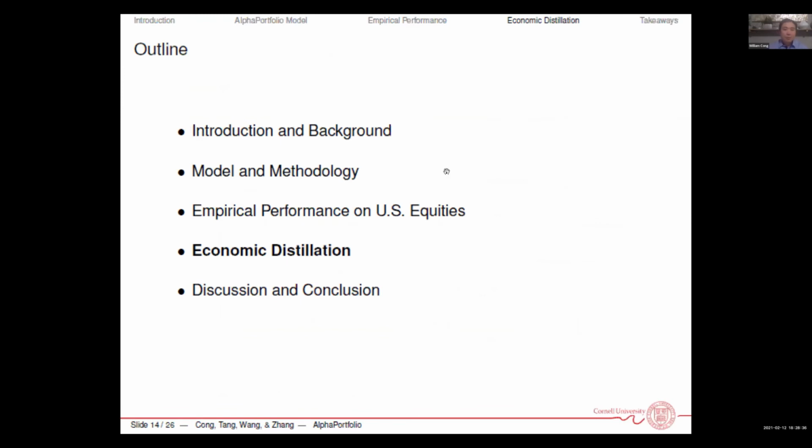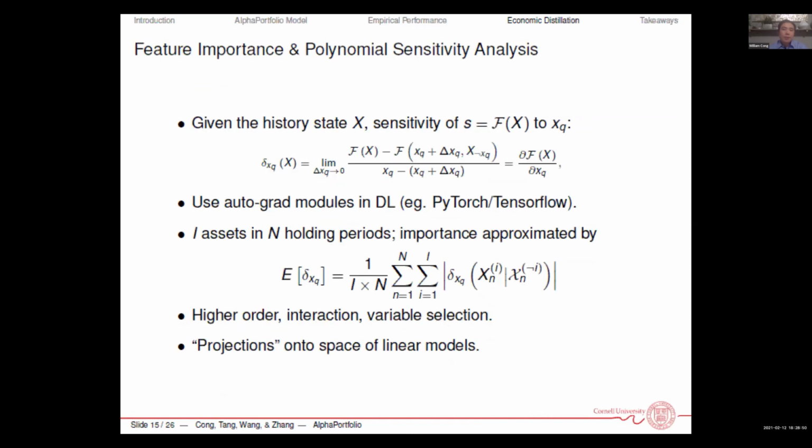So I have 2 more minutes. I'm just going to mention a few things we did to interpret the model, right? Fine, it seems to perform quite well. What exactly is the model doing? The first, we call it economic distillation. The first idea is, we know for neural nets we have a feature importance analysis. We know which feature contributed the most in terms of how much it pushes the objective in the steepest ascent, right? If we are doing optimization.